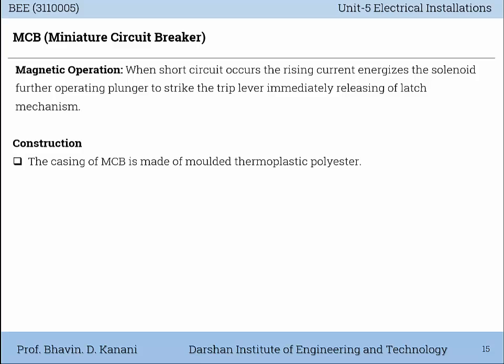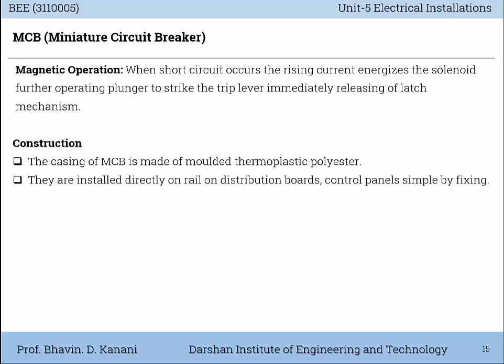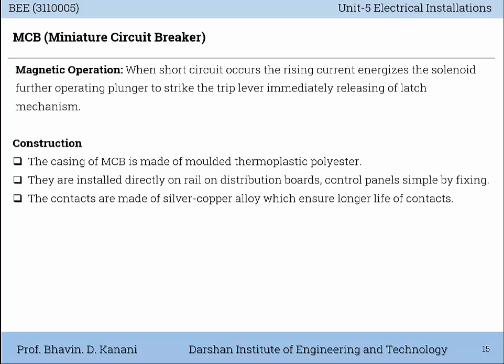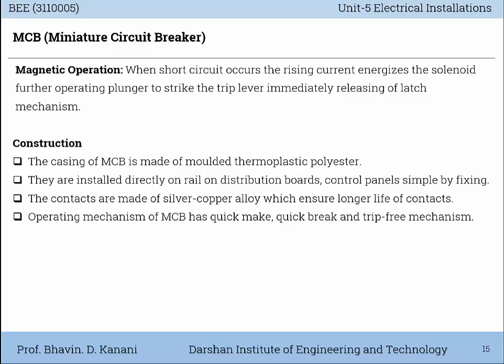Construction. The casing of MCB is made of molded thermoplastic polyester. They are installed directly on rail on distribution boards and control panels simply by fixing. The contacts are made of silver copper alloy which ensures longer life of contacts. Operating mechanism of MCB has quick make, quick break and trip free mechanism.